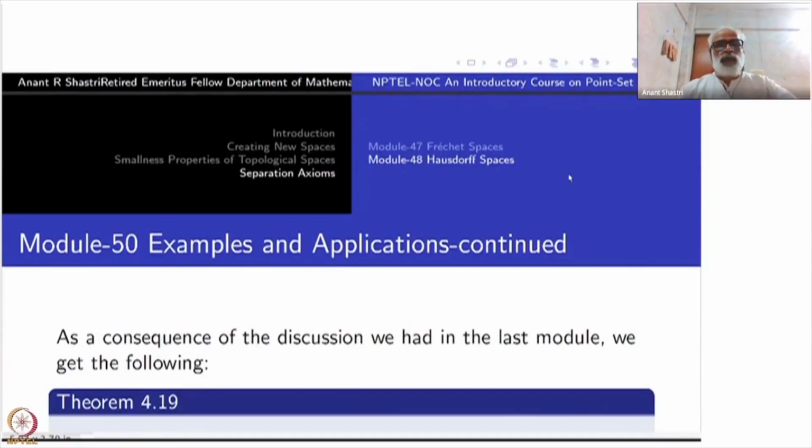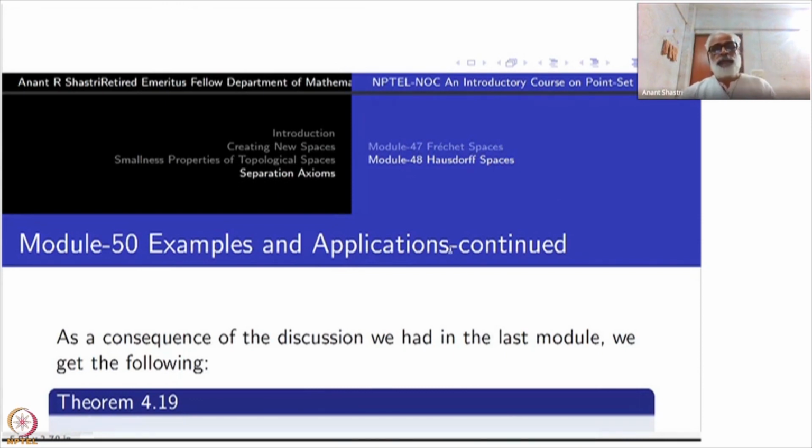Welcome to Module 50 of Point-Set-Topology Part-I. So let us continue the study of half-starsness along with compactness and so on.